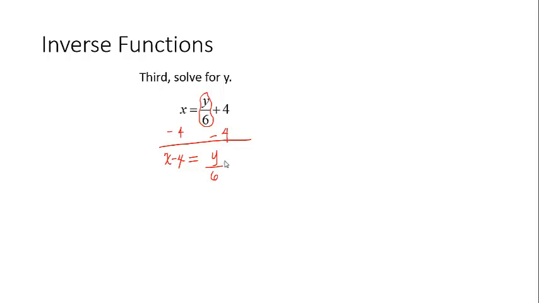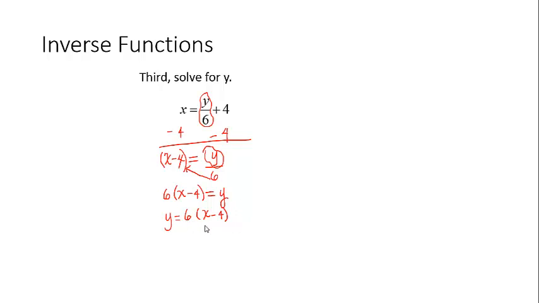And one more step. How do I isolate y now? To leave y alone, I cross multiply the 6 with x minus 4, and I'm multiplying 6 by both of these terms. So this becomes 6 times x minus 4 equals y. And I'm going to write the variable on the left side. So y is equal to 6 times x minus 4. And there is the inverse of the function that was given.